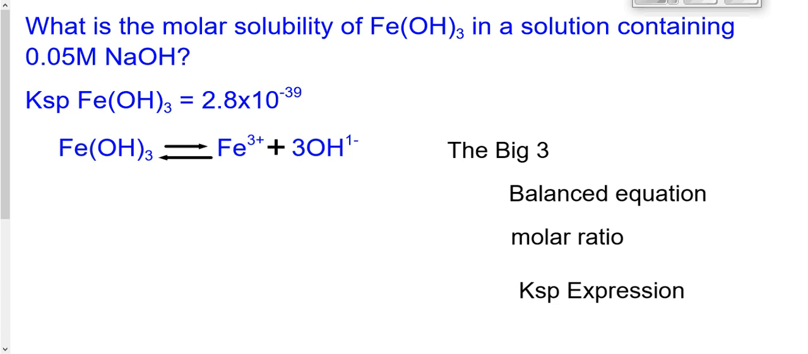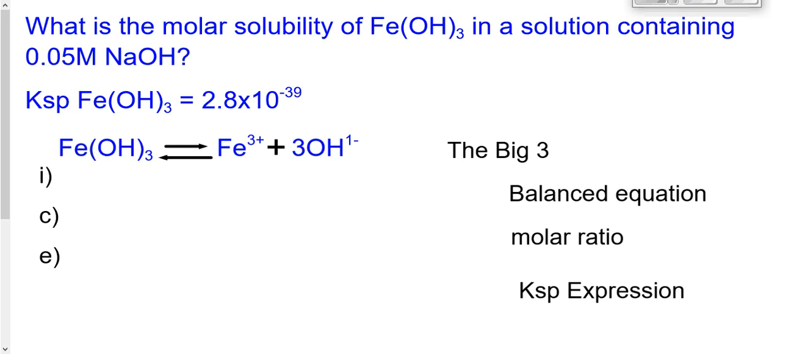Since iron hydroxide is an insoluble salt, we're going to use two-way arrows. We know that this situation is going to go to equilibrium very quickly, and we know that we need an equilibrium reaction to be able to write our Ksp expression. Step 2 in our big 3 steps is to do the molar ratio. I want us to leave a little bit of space here because rather than doing just a simple molar ratio, we're actually going to do something called an ICE chart.